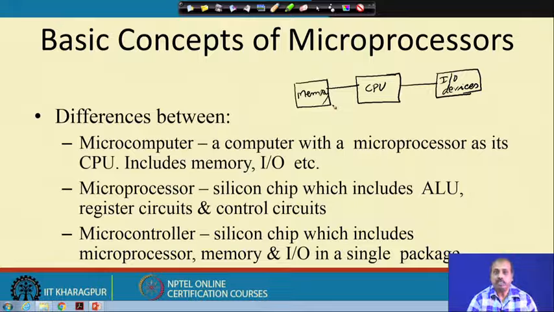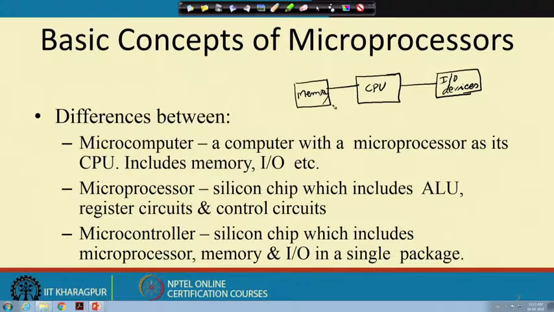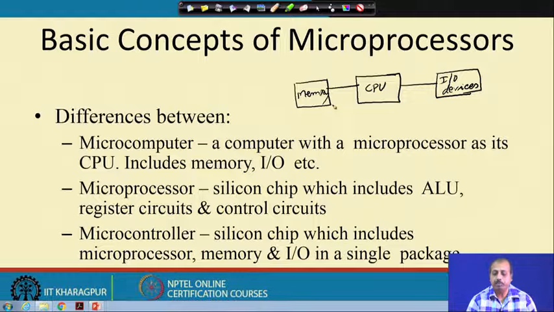A microprocessor is a silicon chip that includes one unit known as the arithmetic logic unit. It has some registers and some control circuitry to control the operation of these registers, the ALU, and the instruction fetching and decoding from memory, understanding their types, etc. So, a microprocessor is basically a single chip; you can say it is a single chip CPU.